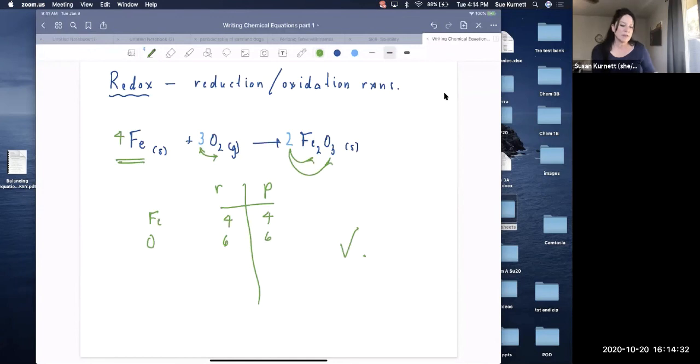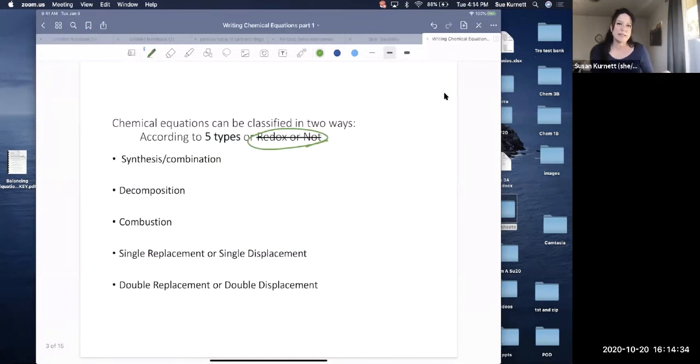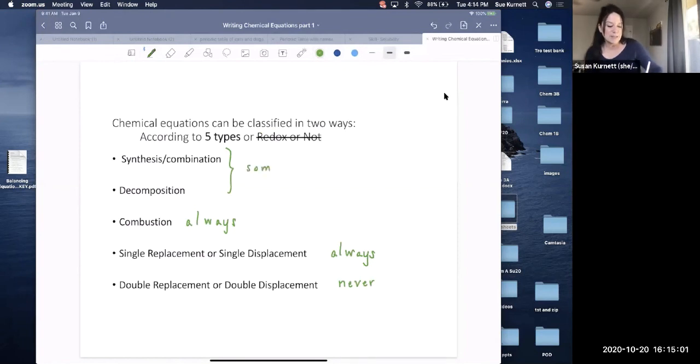So I'm mentioning redox. We'll focus on it next week, but I want to come back to this. For the 5 types, are they redox or not? Double displacement are never. Single displacement are always. Combustion is always redox. There's always electron transfer. But for synthesis and decomposition, it really depends what the reactants and products are. Sometimes it's redox and sometimes it's not. Questions?